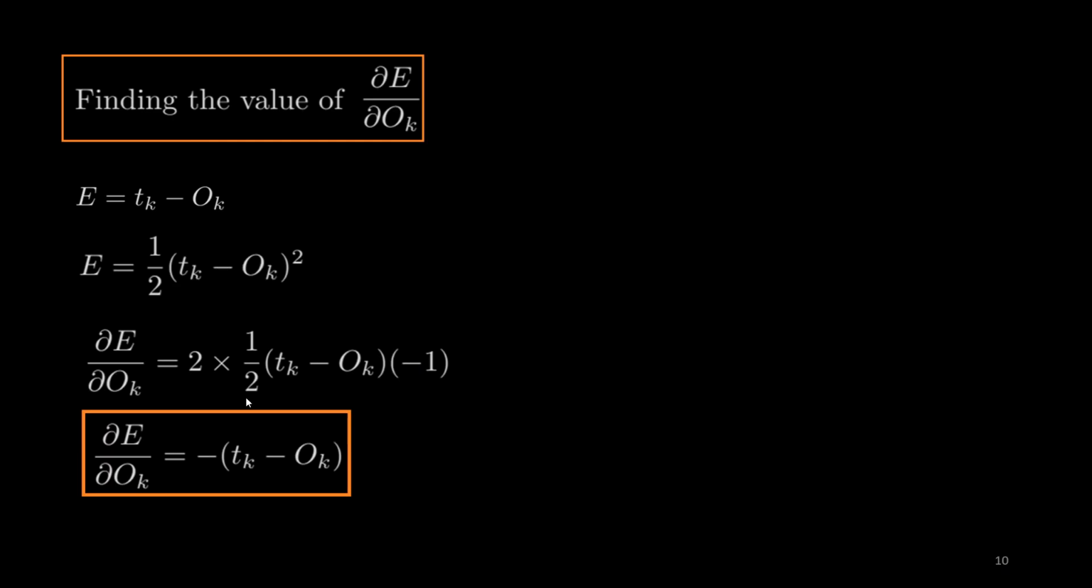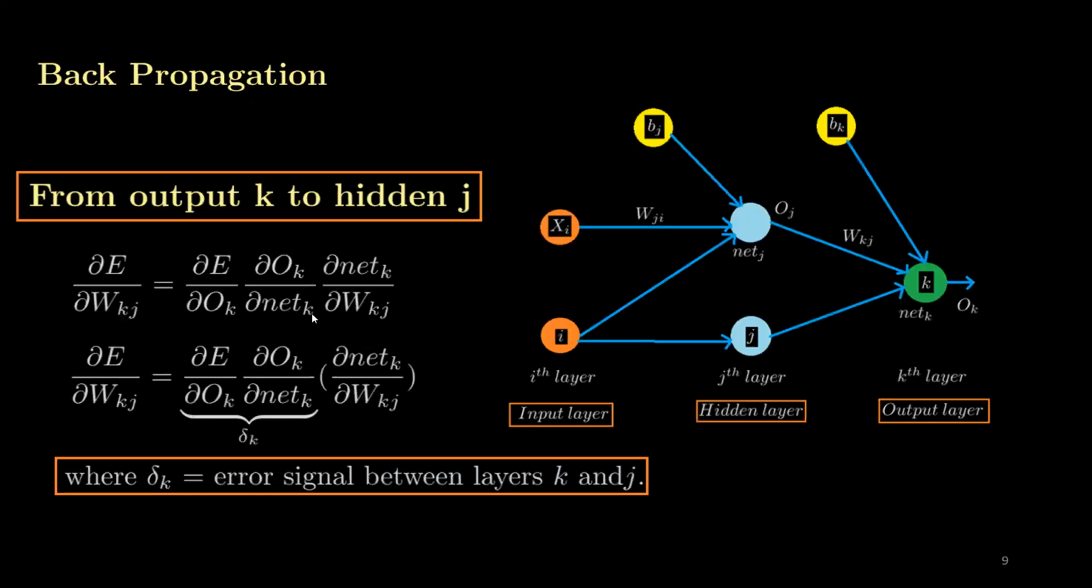So according to the chain rule, the derivative of the term inside the bracket is minus 1. Now this 2 will cancel out, this minus 1 will come at the start, and we will be left with minus tk minus ok. In this way, we have found the value of the rate of change of error with respect to OK. So we have calculated the first term in our equation. Now it's time to calculate this second term.